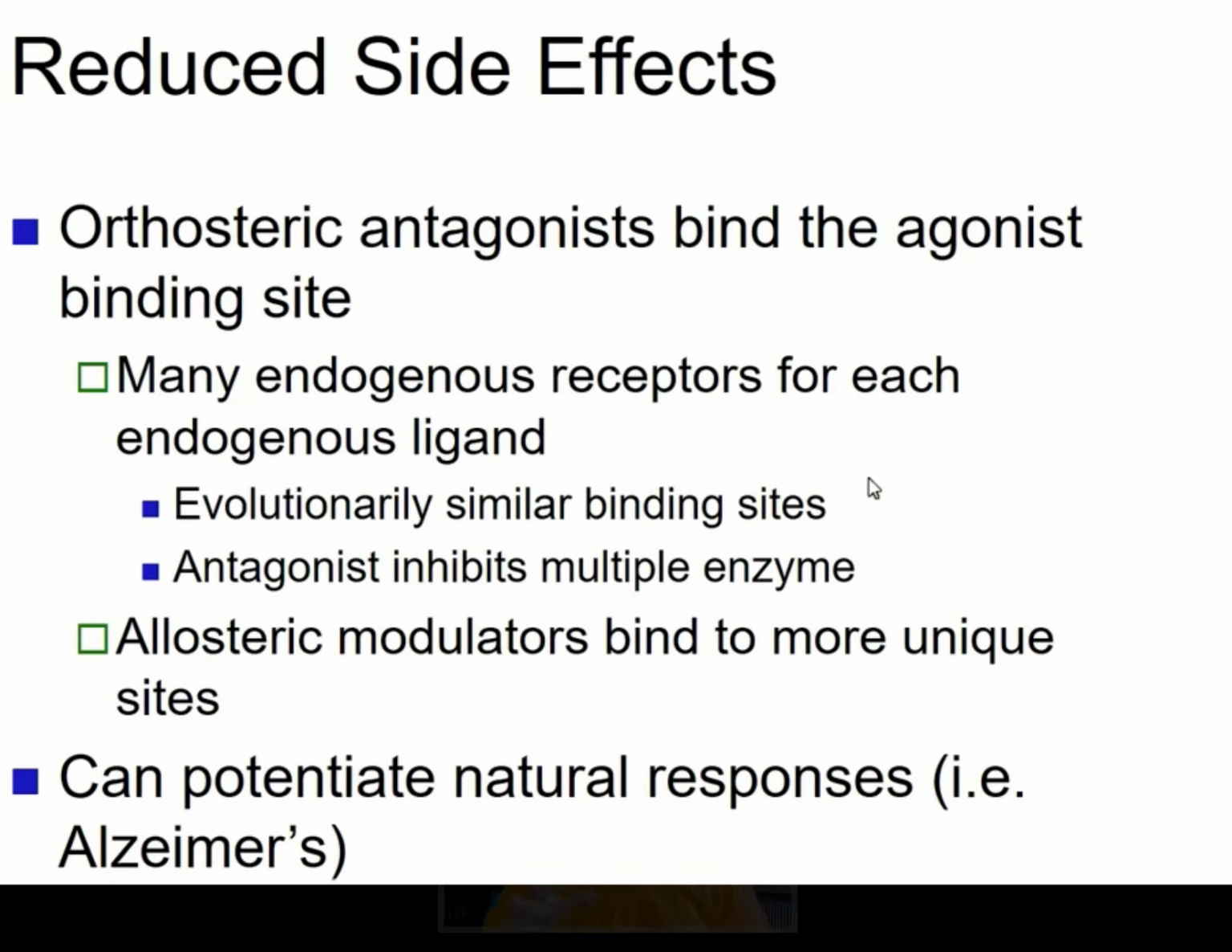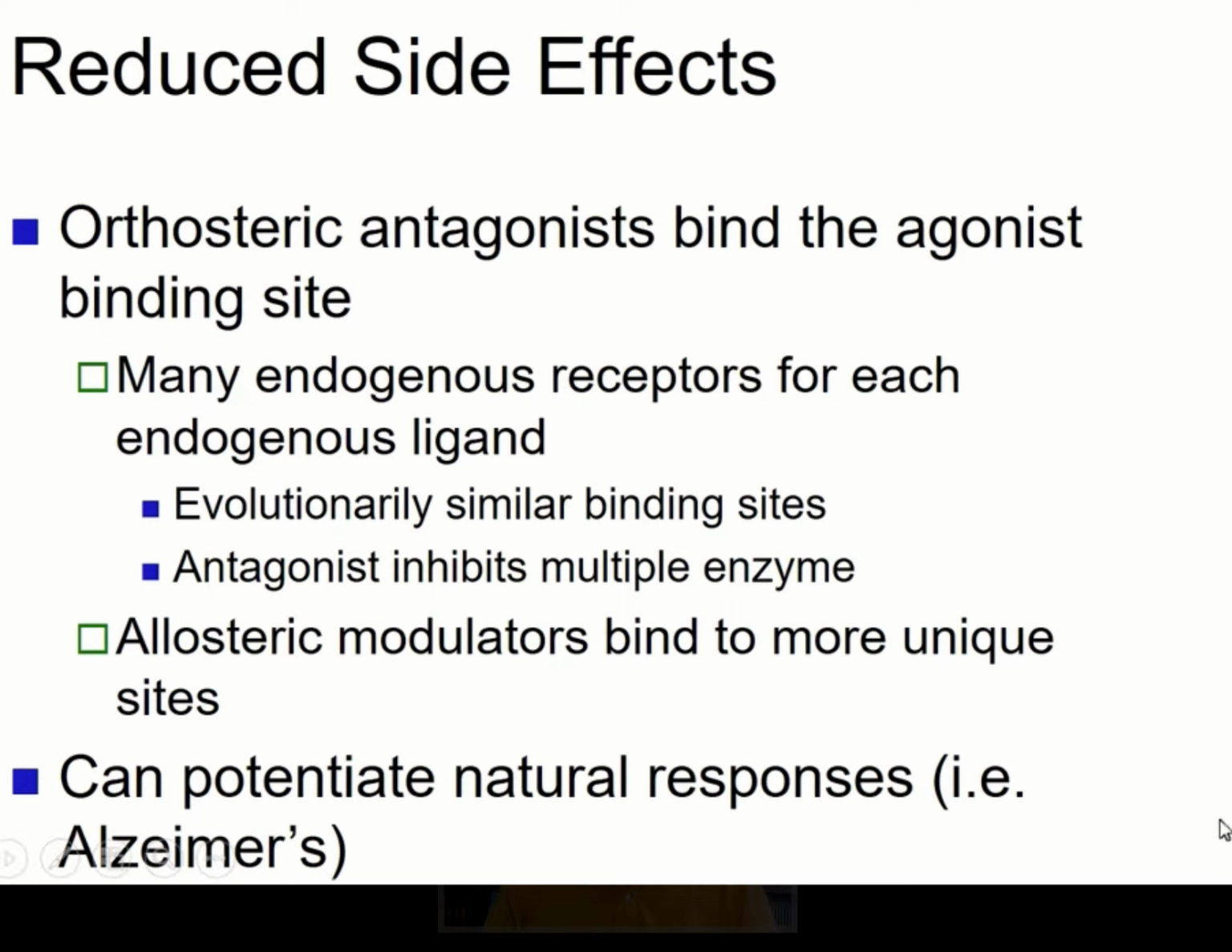However, if we bind someplace other than the agonist binding site, we have more choice in where we bind. And if we have a choice, we can pick a part of the protein that is unique to that particular receptor. We can find a part of the histamine 1 receptor that is different than the histamine 2 receptor. In that situation, we can be more specific in which receptors we inhibit. And by doing that, we reduce off-target effects. Maybe inhibiting the entire class of receptor is not what we want to do. We only want to inhibit one of them.